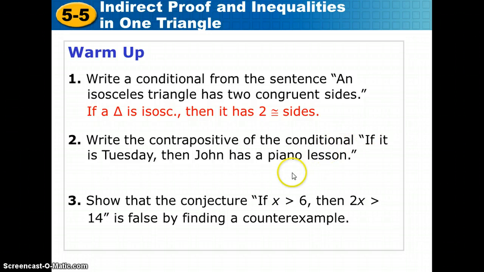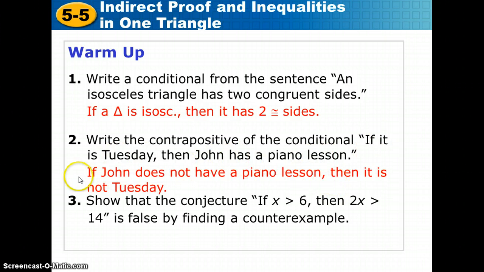Number two, write the contrapositive of this conditional. Remember, we need to switch the order of if it is Tuesday and John has a piano lesson, and we need to negate both of those, so it would read this way. If John does not have a piano lesson, then it is not Tuesday.